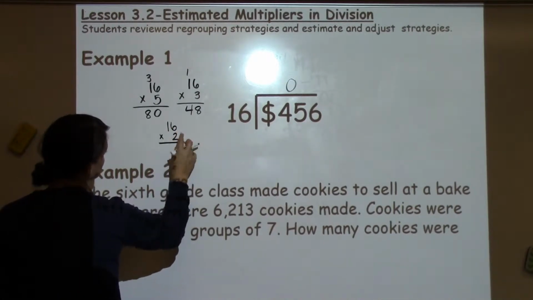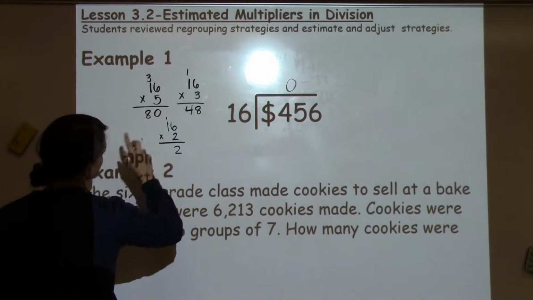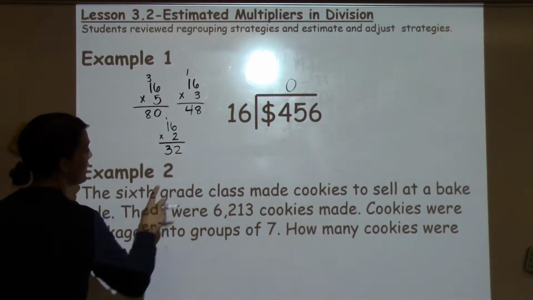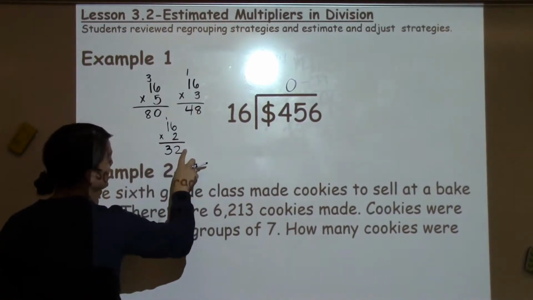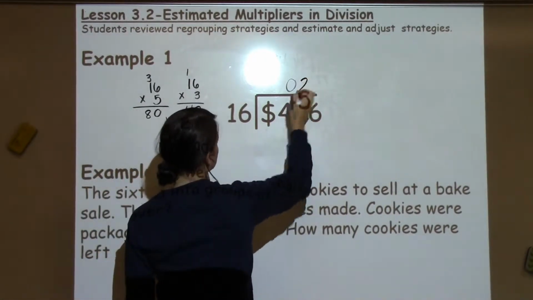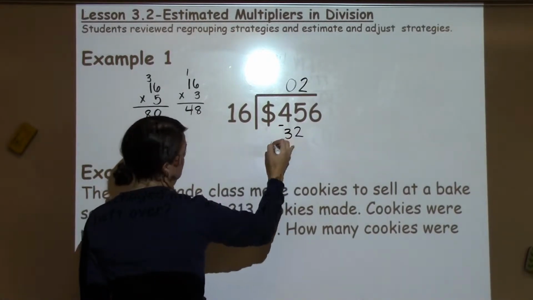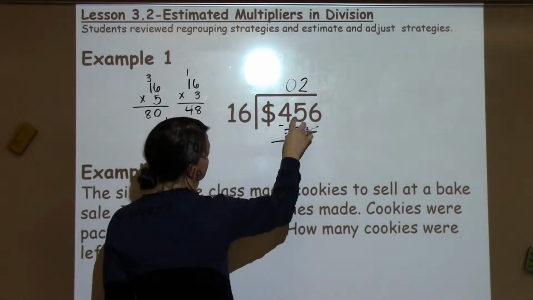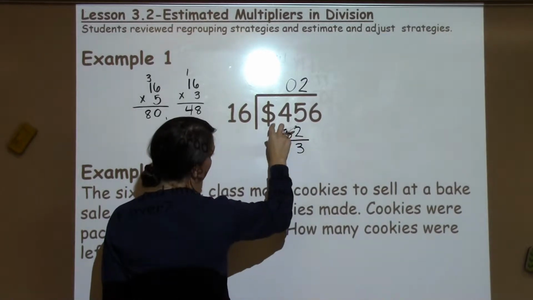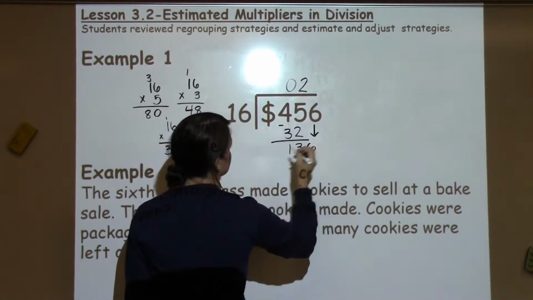16 times 2. 2 times 6 is 12. Carry my 1. 2 times 1 is 2, plus 1 is 3. So I know that 3 is too big. 2 seems like it would be too small, but 3 is too much, so I'm going to stick with 2. 2 times 16 is 32. And now I can subtract. 5 minus 2 is 3. 4 minus 3 is 1. And then I need to bring down the 6.